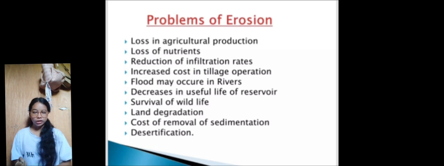There is also loss of nutrients. The soil becomes weak because it has few nutrients left, since they were taken away. Then the reduction of infiltration rates, increased cost in tillage operation, floods may occur in rivers, decrease in the useful life of reservoirs, survival of wildlife, land degradation, cost of removal of sedimentation, and desertification. These are the problems of erosion.